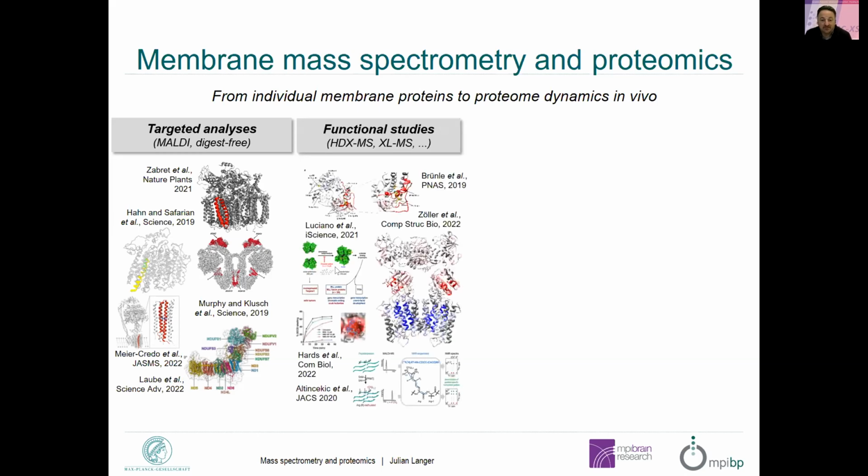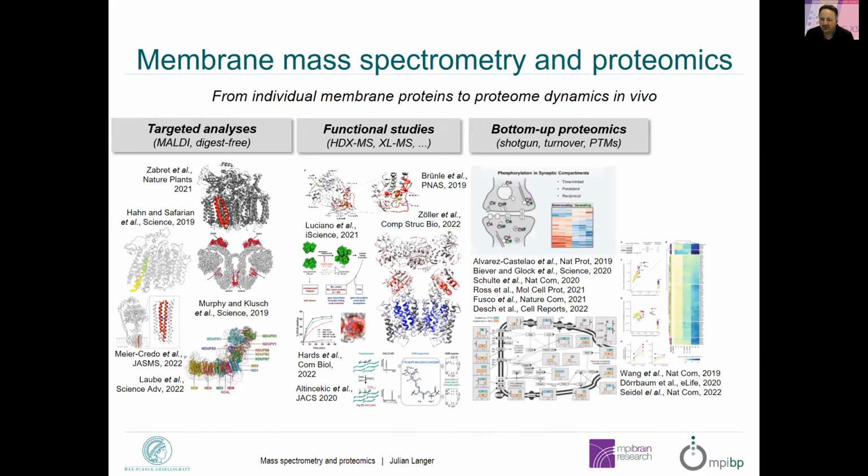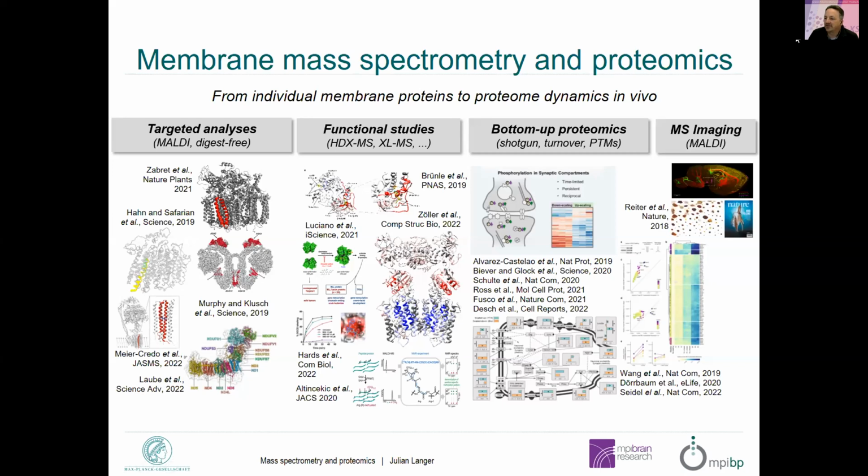Then, and that's going to be the topic I'll be focusing on mainly today, we're doing functional studies on these membrane protein complexes that we, in general, have structures on. And we use HDX-MS a lot, and also a bit of cross-linking, other functional assays, competition-based assays, and other secondary reporter assays. Today, I'll be focusing mostly on HDX-MS. Then we're also doing bottom-up proteomics, the whole show, from shotgun turnover, phosphorylation modifications, and also artificial amino acids that we encode in transgenic animals to look at specific cell types, for instance. And last but not least, a bit of MS imaging.